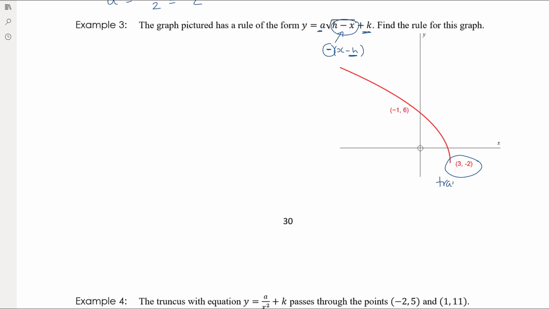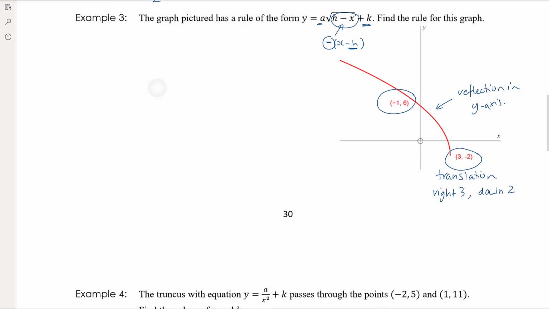This is telling us that we have got a translation left 3 and down 2. Sorry, not left. Right 3 and down 2. And then we've also got a reflection in the x-axis, but as I said, our general form already has that. But you might prefer to start from scratch here. It's up to you. Sorry, reflection in the y-axis. Bit out of it today, aren't I? And then this point is going to enable us to think about finding a, that dilation factor.